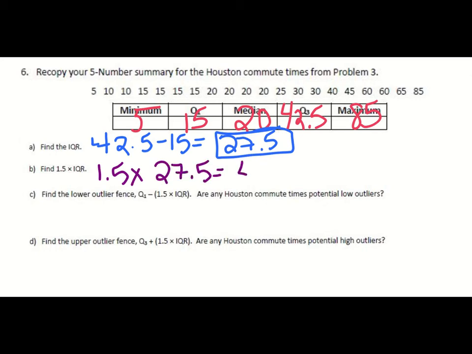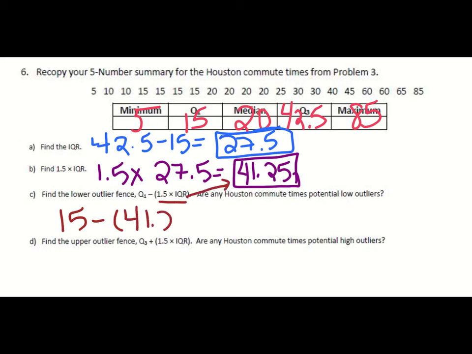That's going to give me 41.25. Okay. Then it says find my lower fence. So my lower fence is going to be my quartile 1, which was my 15, minus my 1.5 times my IQR, which was my 41.25. That's going to give me negative 26.25.